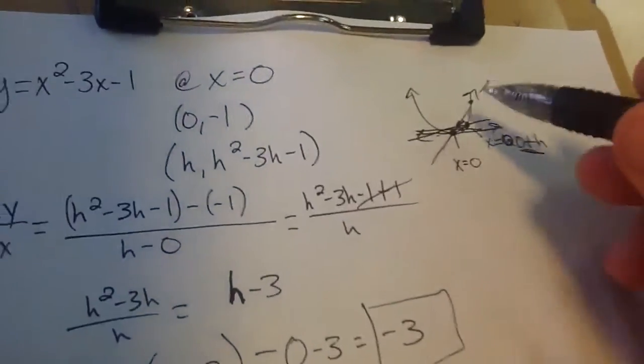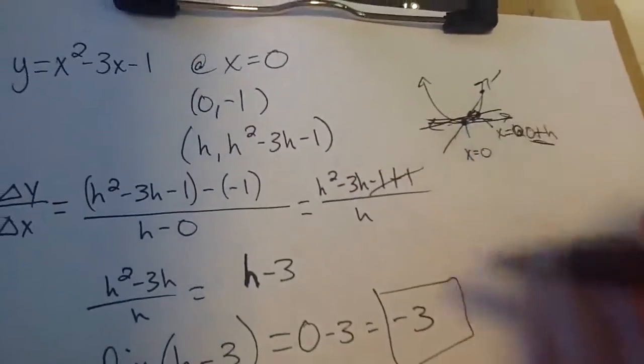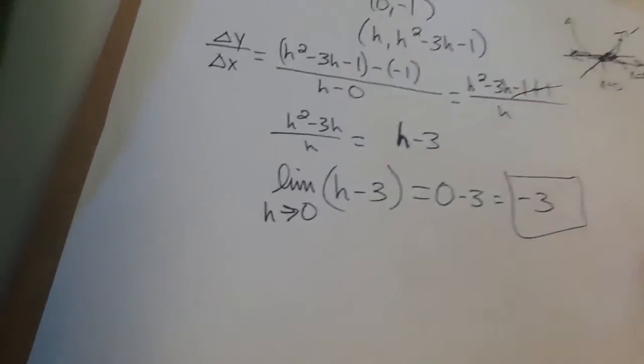So obviously my drawing is wrong. This is not what it would look like because I got a negative slope. So I was just using that drawing for the idea.